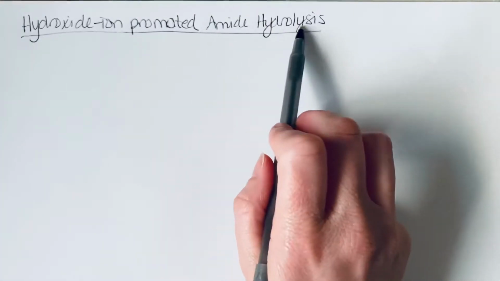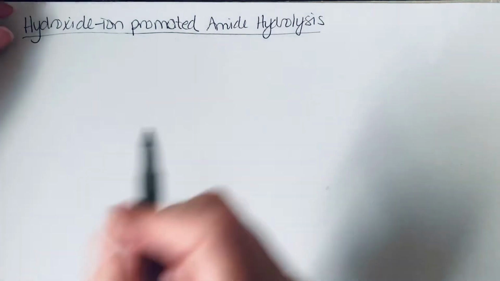In this video, we're going to look at the hydroxide ion promoted amide hydrolysis. So whenever we have a hydrolysis of a carboxylic acid derivative, the product is going to ultimately be the carboxylic acid, or maybe the carboxylate salt, depending on the pH. So let's take a look at this.